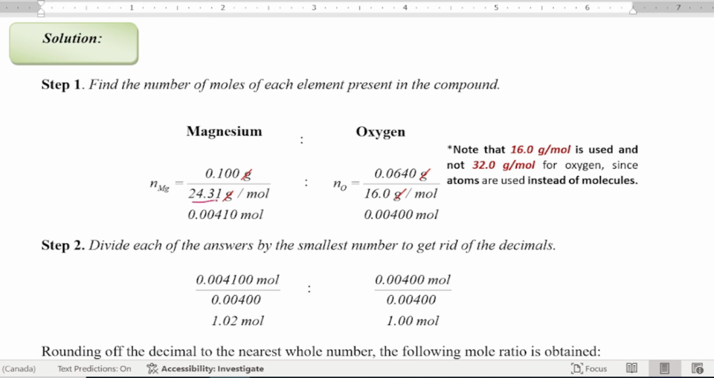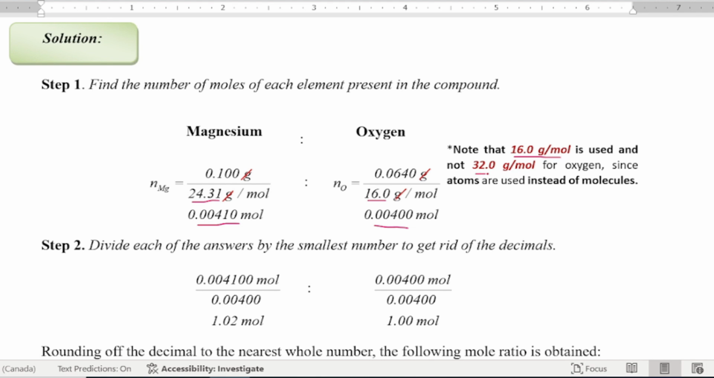That is for magnesium, that is for oxygen, and you end up with this here. Do not round off at this point, all right? Do not round off at this point. The point is made here that we're using 16 grams and not 32.